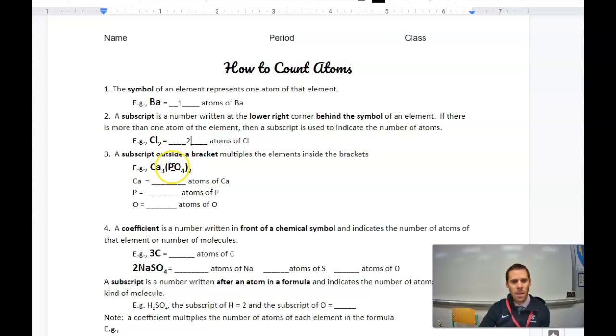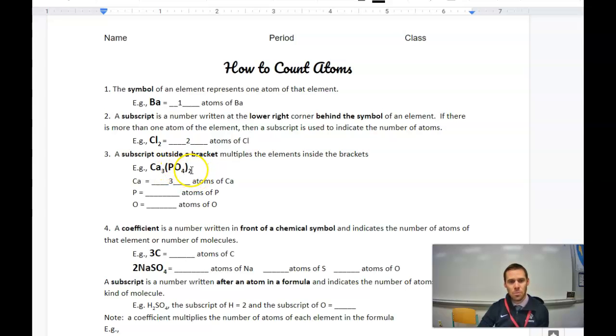Now we're going to get into some more complicated ones. You've got subscripts that can be outside of brackets. So the first element that I see here, Ca, which is calcium. This subscript, 3, tells me that I have 3 atoms of calcium. So here's where it gets a little bit complicated. This subscript applies to everything on the inside of these parentheses or inside these brackets. So I need to distribute this 2 to both this P, phosphorus, and this O, oxygen.